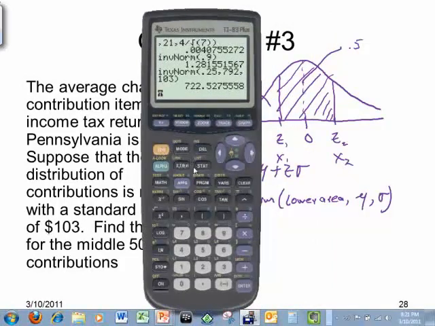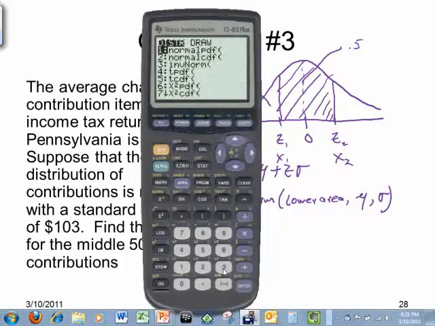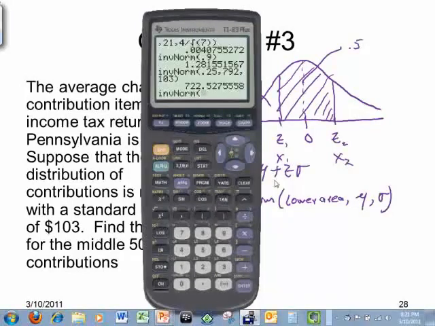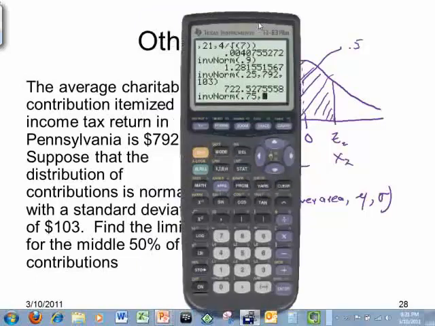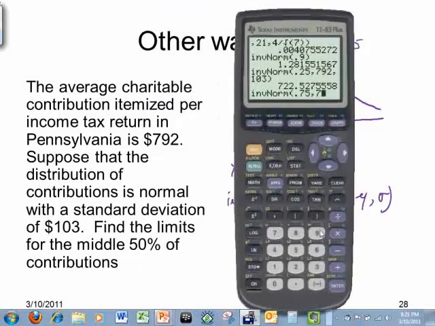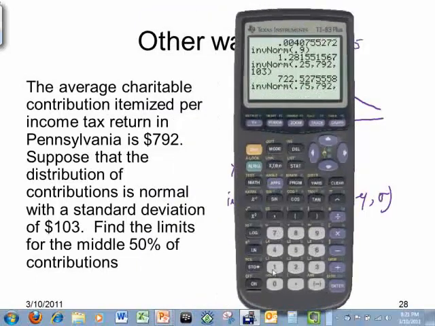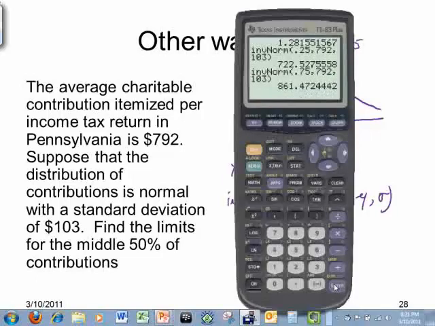So again, we'll go second distribution, menu option 3. So now what do we enter in for the area? 0.75. What do we enter in for mu? 792. What do we enter in for sigma? 103. Press enter, and I believe that this is about what we got the last time as well.